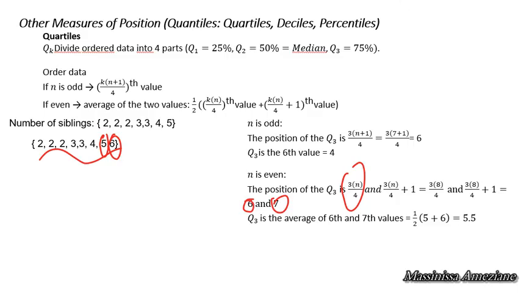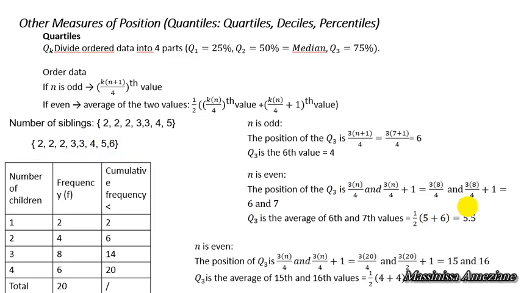Actually there is a mistake here. It is 4. The 1, 2, 3, 4, 5, 6. So the 6th value is 4 and the 7th is 5. So it is 4 and 5. Then the result is 4.5. This is the Q3 value. This is 4.5, which is the average of the 6th and the 7th value, 4 and 5.